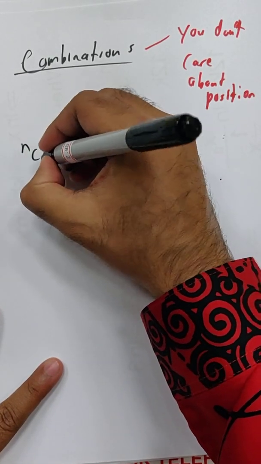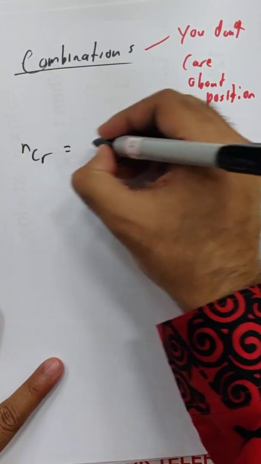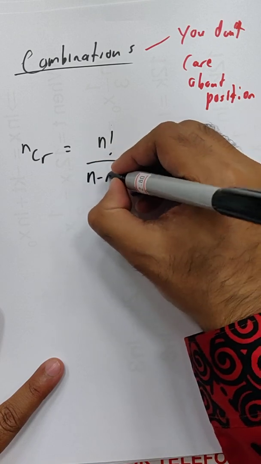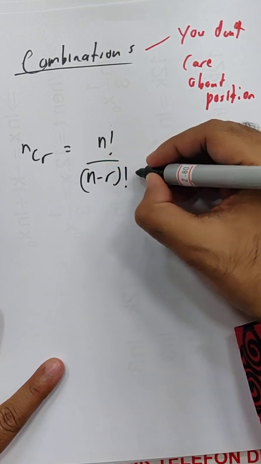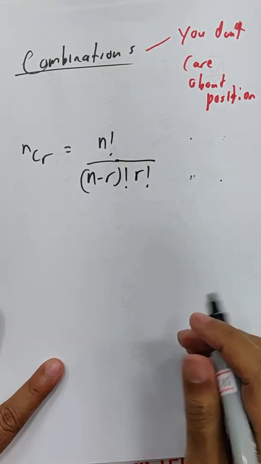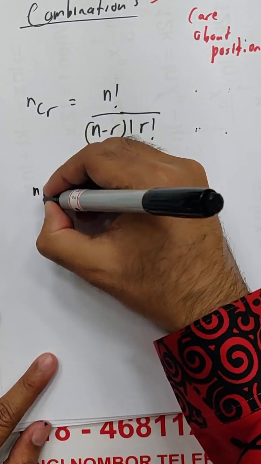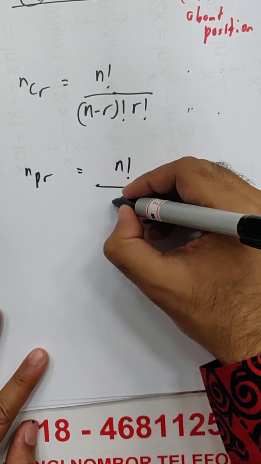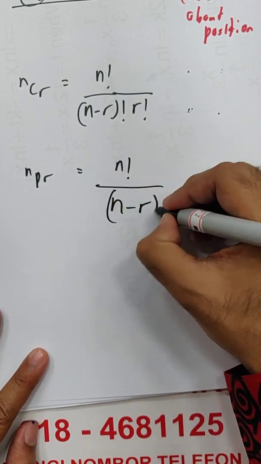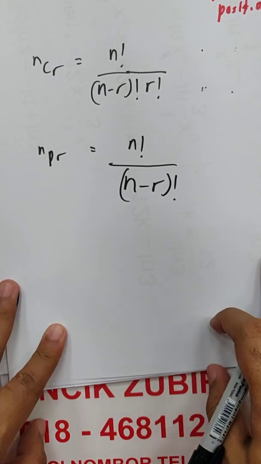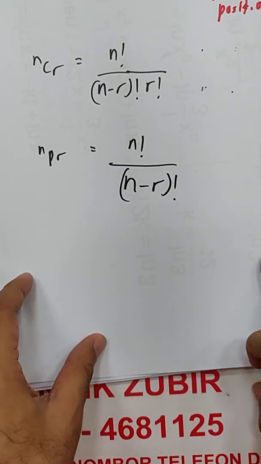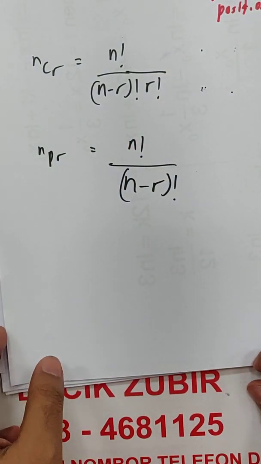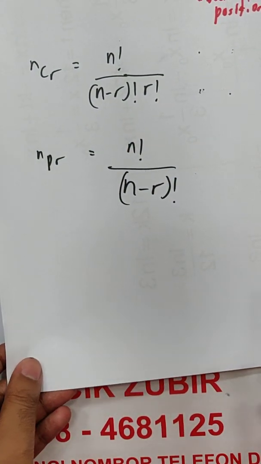nCr, combination, you can also rewrite it as n factorial over n minus r factorial and r factorial. Whereas nPr, you will rewrite it as n factorial over n minus r factorial. You might need to know this one. Sometimes I've seen a past year problem where you need to revert to the original form. But that's going to be ultra rare for you. Okay, so don't say I didn't say.